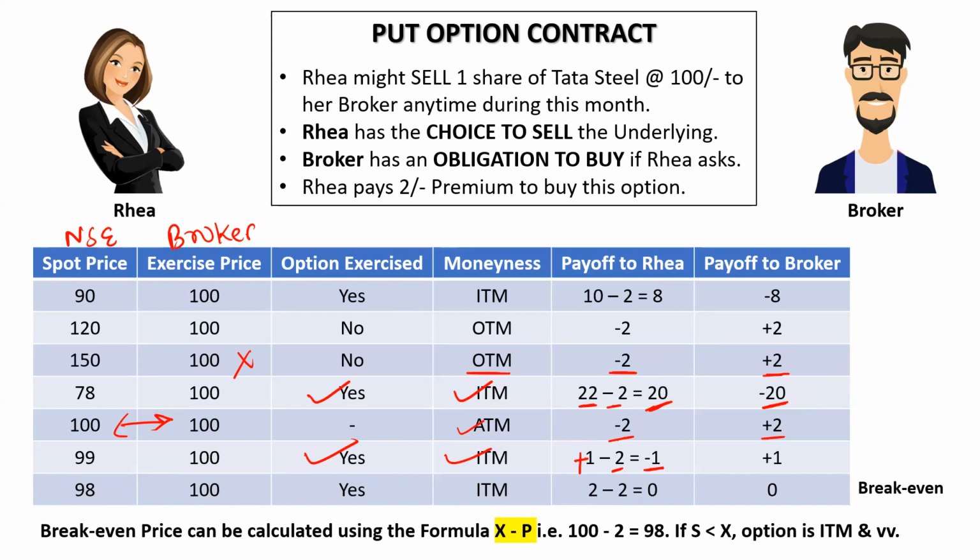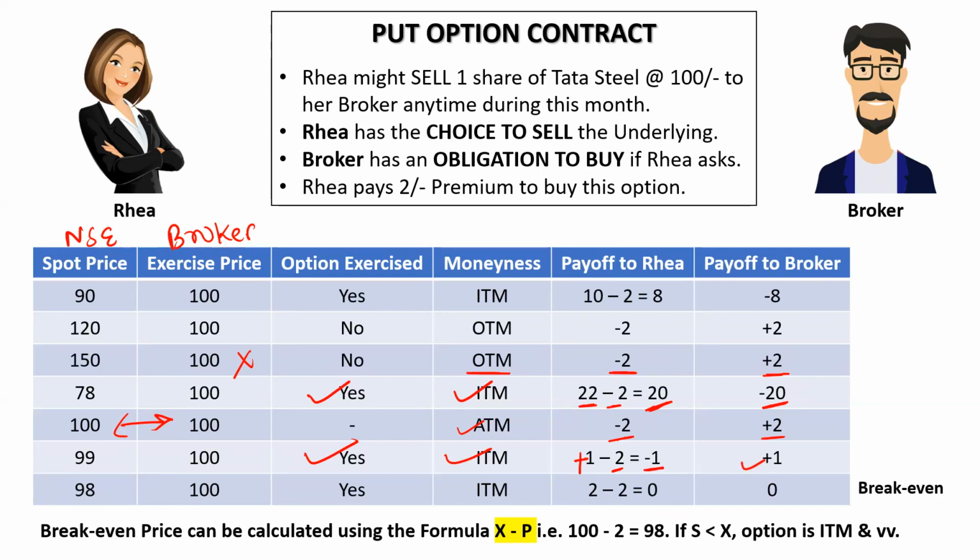If you don't exercise the contract over here, thinking that you are making a loss of 1 rupee, you are going to lose 2 rupees. If the contract is not exercised, you will lose the entire premium. So it is better to exercise the contract and reduce your losses. So you are going to lose 1, and the broker is going to gain 1.